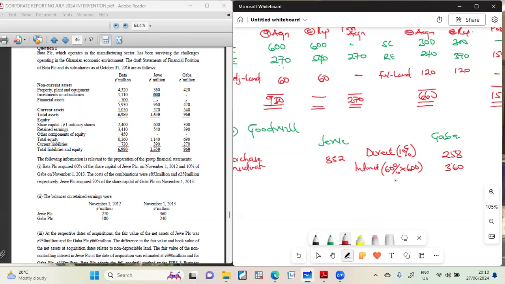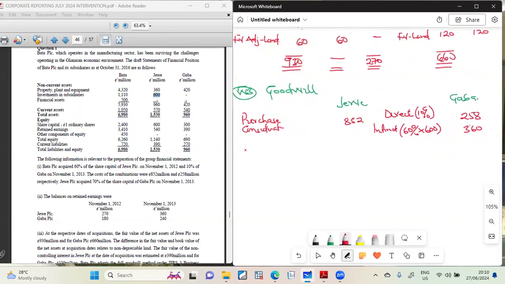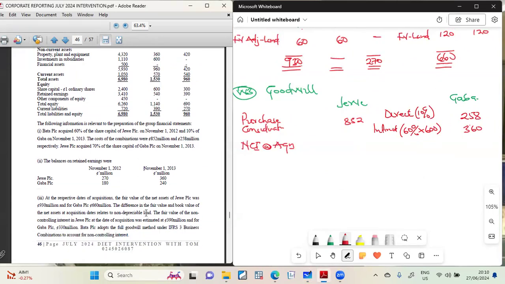So that is it. Then after determining this purchase consideration, what do you do when you are doing goodwill? NCI at acquisition, is that not it? So what is the NCI at acquisition? They said they used the fair value method, and they gave it to us somewhere down here. They said the fair value of the non-controlling interest in Jeway at the date of acquisition was 390. And for that of the other person, Gaba, is 330. Then what do you do again? Less fair value of net assets of SAP at acquisition.